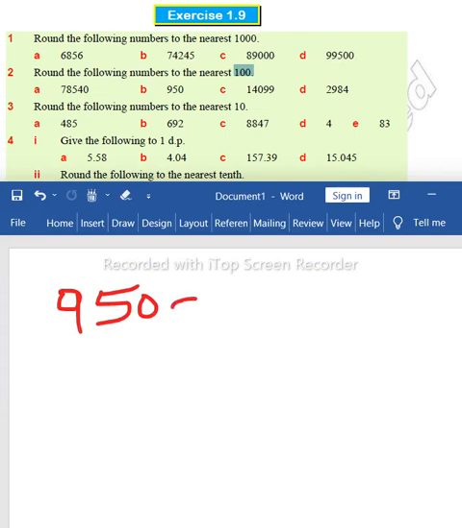So as we see, this is 10, this is 100. So 5, as we see here, this number is greater than or equal to 5. So we will add 1 to 9. When we add 1 to 9, we get 10. So 1000. This is the answer for B.